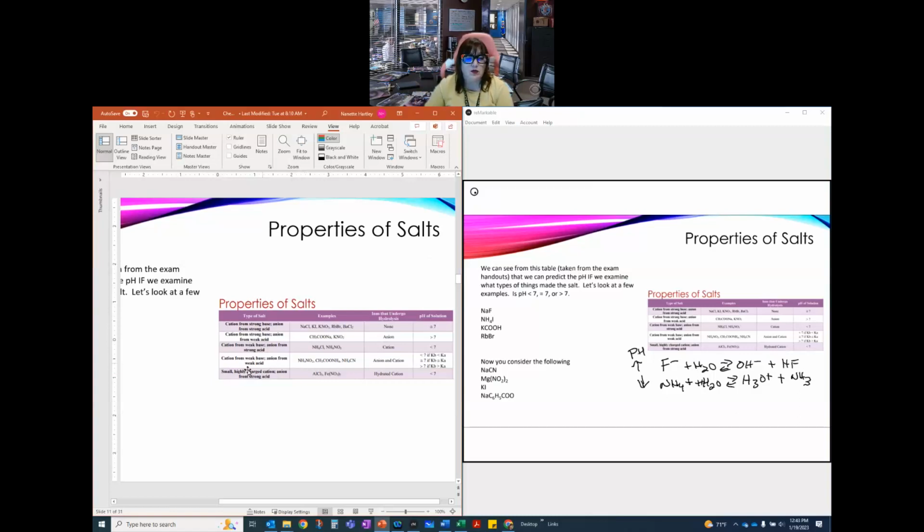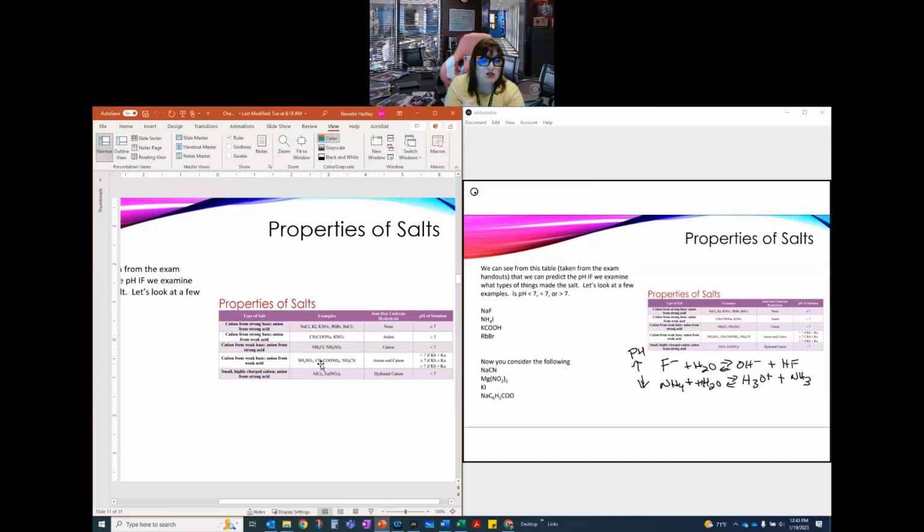When we have the cation from a weak base and the anion from a weak acid, then it depends. Okay, we have reactions that are going to happen because of both the anion and the cation. And so it depends on the size of Ka versus Kb what we're going to end up with in terms of pH. So I'm not going to ask you to predict that. Okay, that is not something that we're going to be talking about.